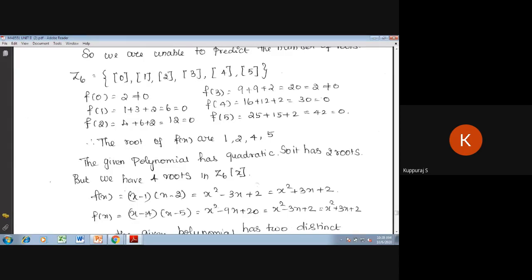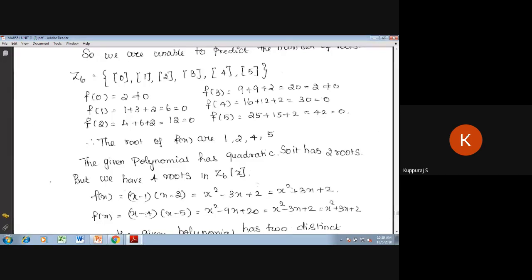Then another form. The remaining two roots are 4 and 5. Therefore, x minus 4 into x minus 5, which gives x square minus 9x plus 20. But minus 9 is congruent to minus 3 under mod 6. Again, 20 is congruent to 2 under mod 6.